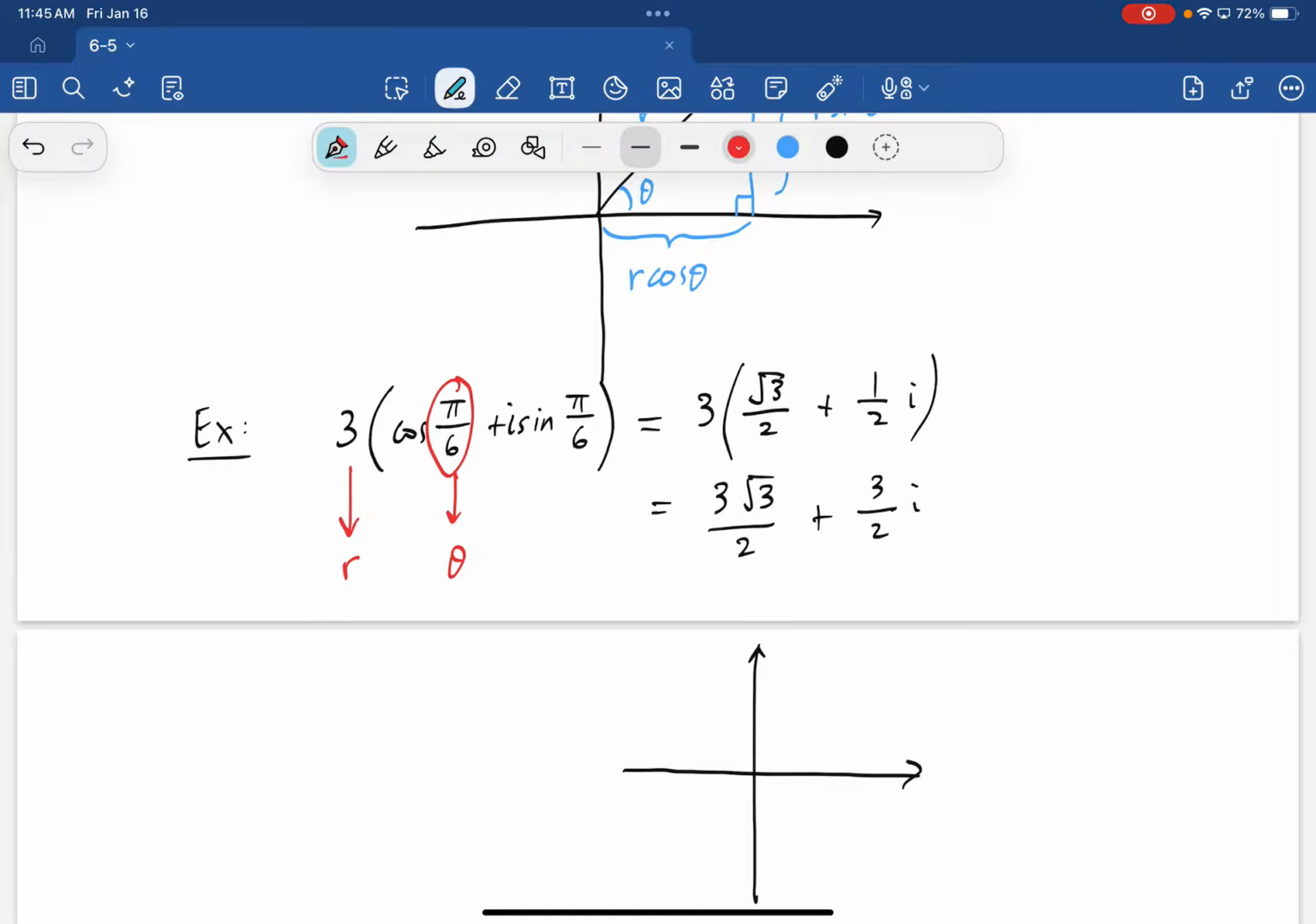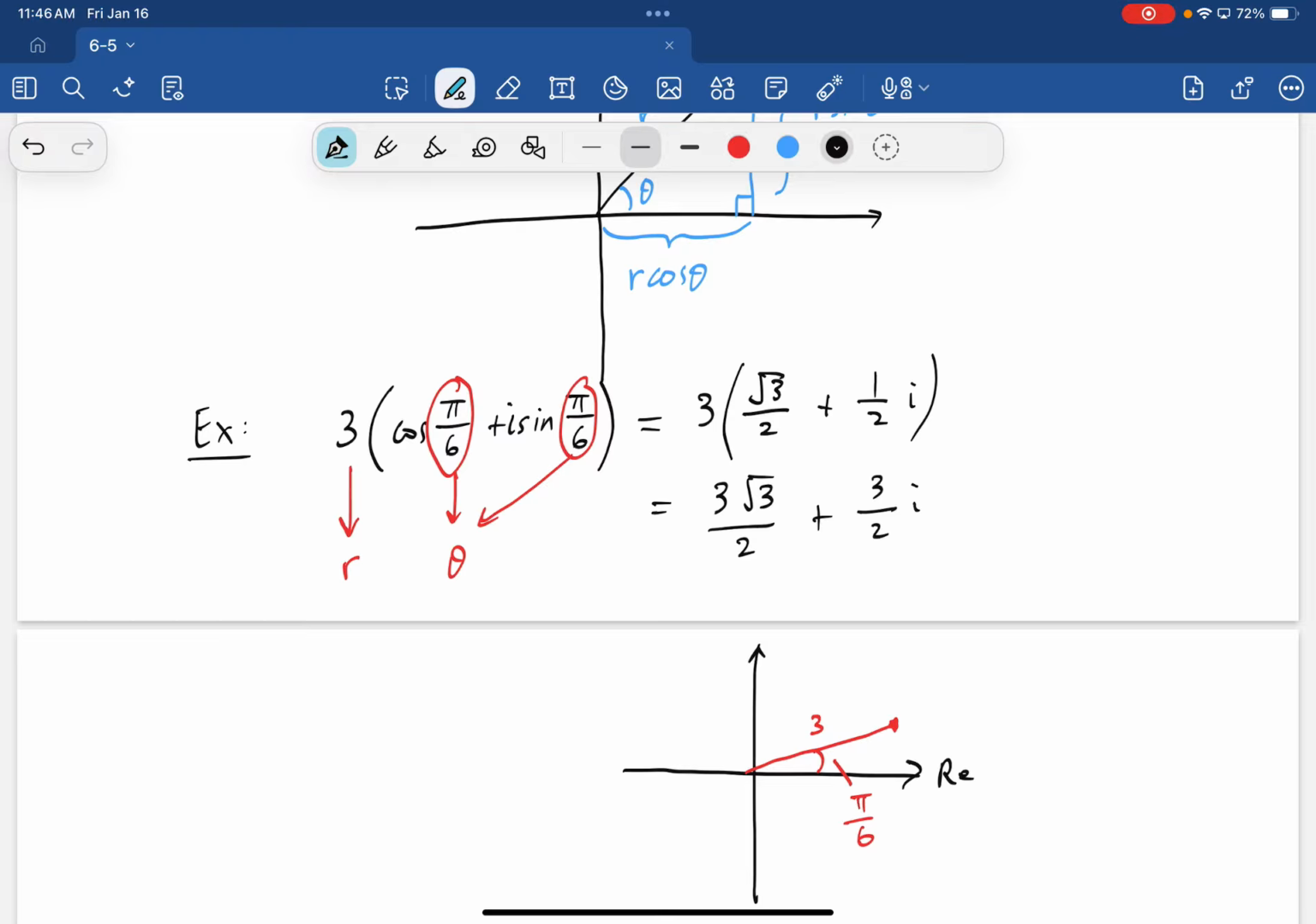Notice that the angle has to be the same for both of them. Otherwise, that's not real trigonometric form. And so these are both going to be our thetas. If we were to plot this, we simply know that it has to have a radius of 3, a magnitude of 3. So this has to be 3. And then the angle made with the positive x-axis is going to be pi over 6. So that's how we would plot this point.